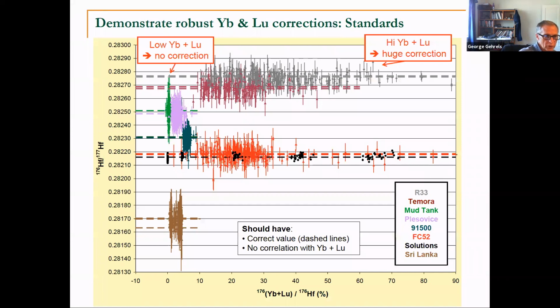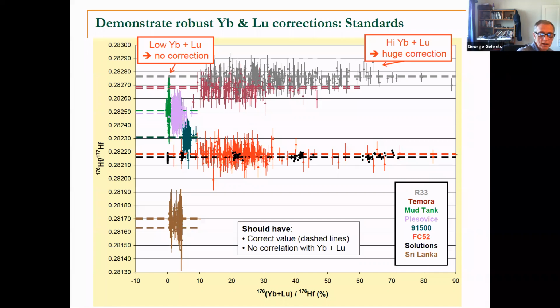And so here's what that looks like. The horizontal lines are the known values for our different standards: Sri Lanka, FC, 91500, Mud Tank, Temora. And then the vertical bars are our measurements. And hopefully the red measurements lie pretty close to the red dashed line, the true value. The gray measured values lie pretty close to the dashed line, the true value. So this is what we do. And this is what you want to see when you come to a lab and do hafnium isotopes.